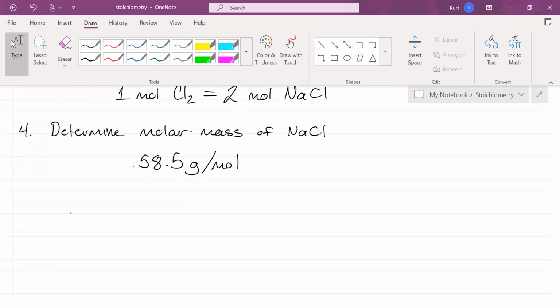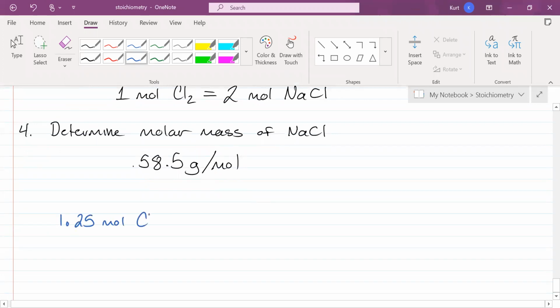So we start off with our known value, 1.25 moles of chlorine gas. Our first conversion is going to be the mole ratio. According to Jade, it is 1 mole of chlorine on the bottom is equal to 2 moles of sodium chloride, which will be on top.